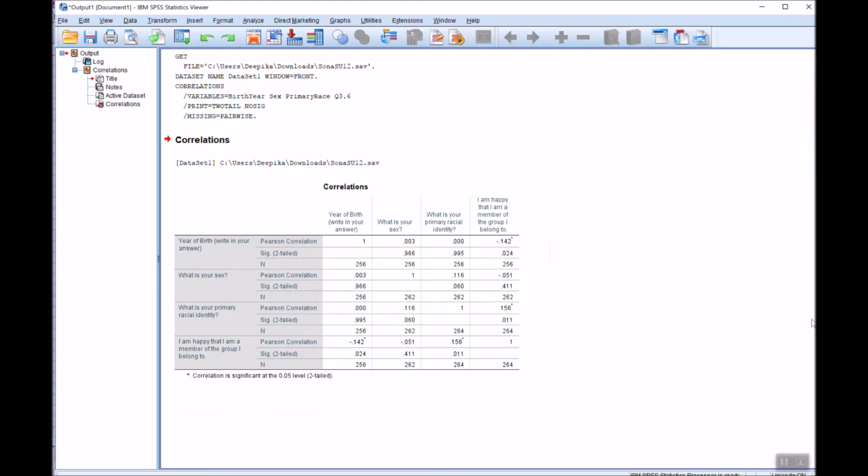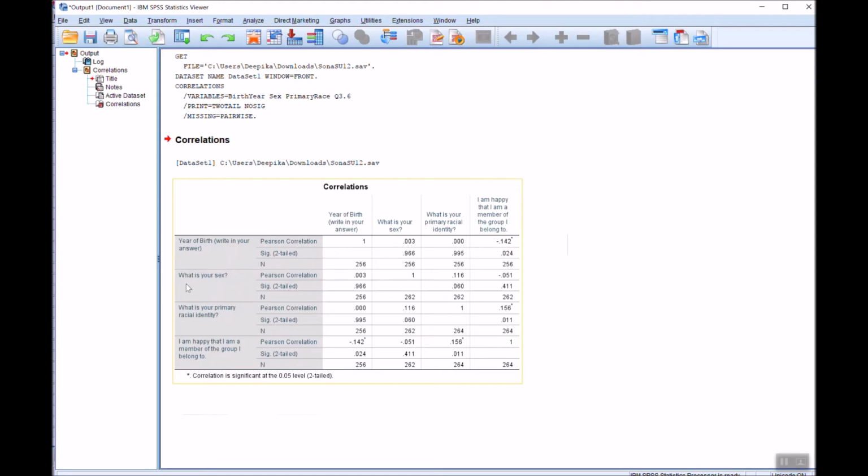The way you would report it is that you would state that there was a negative relationship between year of birth and happiness in ethnic group, meaning that as year of birth increased, happiness in ethnic group decreased. And when you report the Pearson correlation, you would report it as a lowercase r, and say r equals negative 0.142, p is less than 0.05, or you could say p equals 0.024.